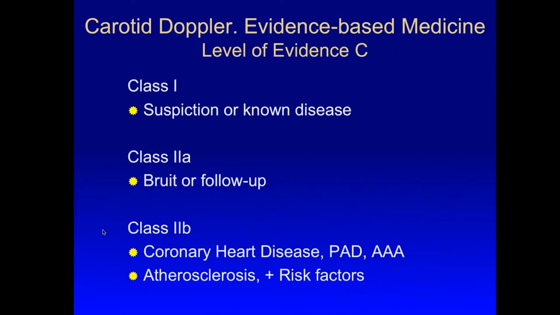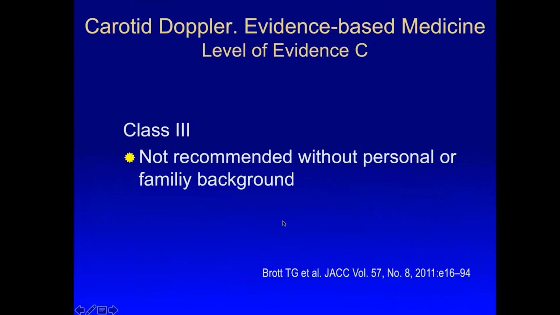Is carotid Doppler good? Well, according to evidence-based medicine, it is a level of evidence C, and it is a class 1 when we have suspicion or known carotid disease. I mean, class 2A when the patient has a bruit, or in the case of follow-up. And it's a class 2B when the patient has coronary heart disease or peripheral artery disease or abdominal aortic aneurysm. But it is a class C, meaning not recommended, in a random patient without personal or family background.